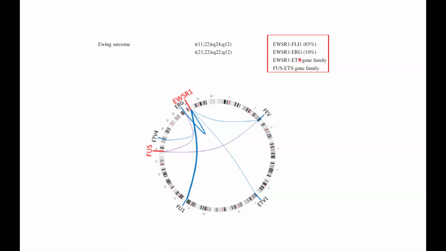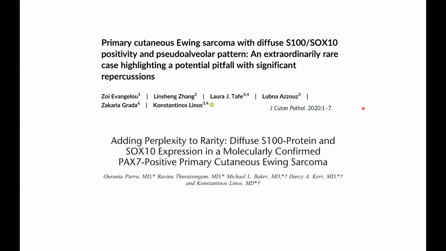And this is the classic translocation, EWSR1-FLI1, in about 85% of the cases. However, in about 10% they have ERG as a partner, or, far less frequently, other genes of the ETS family. However, we know that cutaneous Ewing sarcomas behave better.